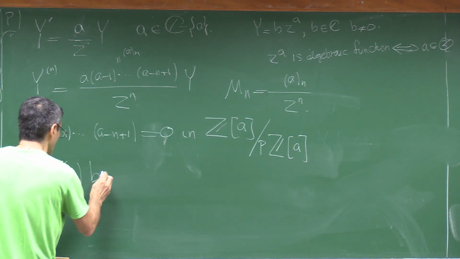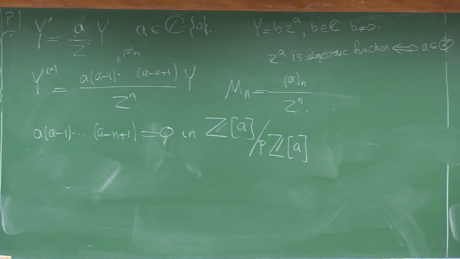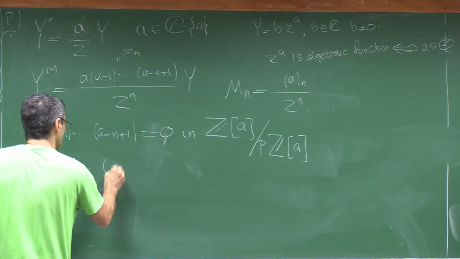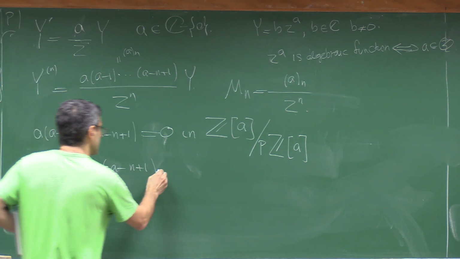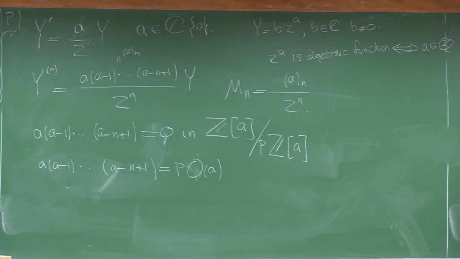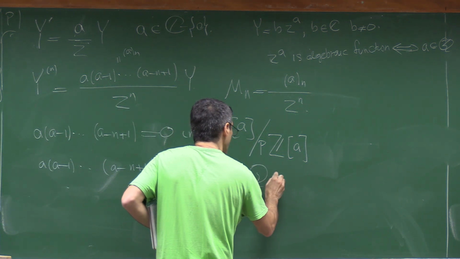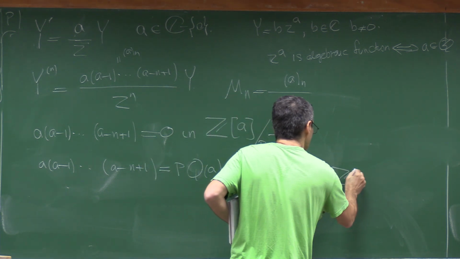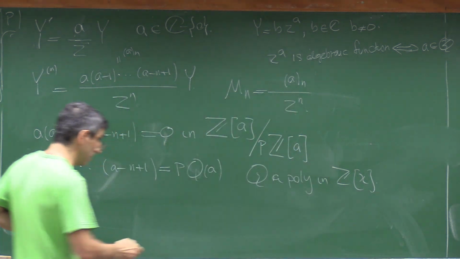First you observe that a cannot be a transcendental number. Let's write down this explicitly: a(a-1)...(a-n+1). So this is P, some polynomial in a. The actual equality is this one, Q, a polynomial in Z[X], a polynomial in one variable.